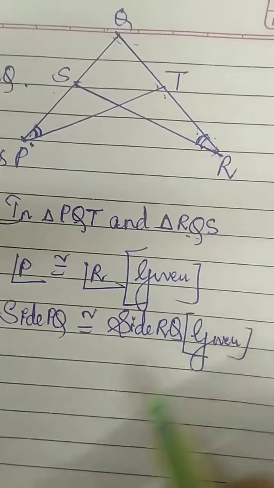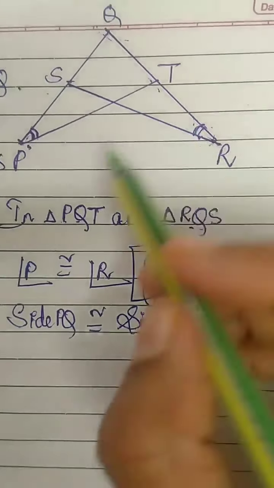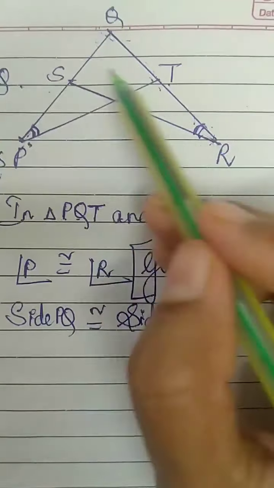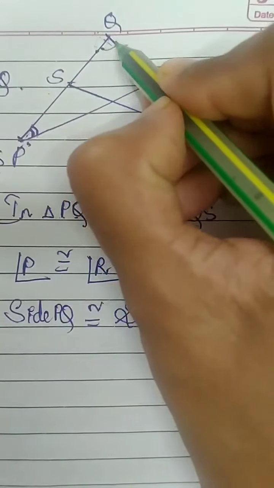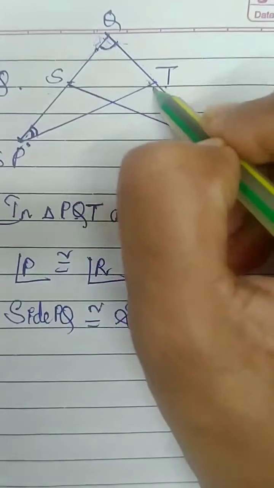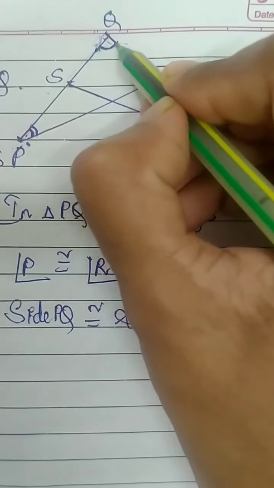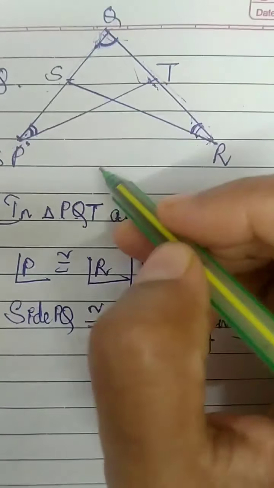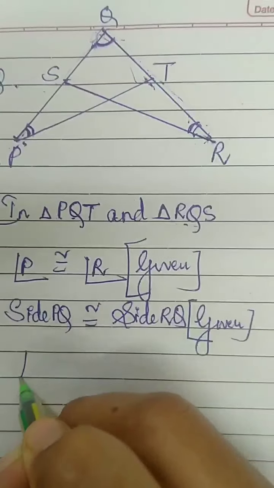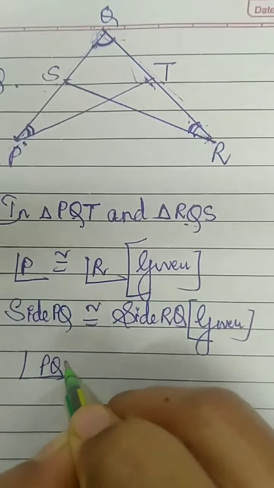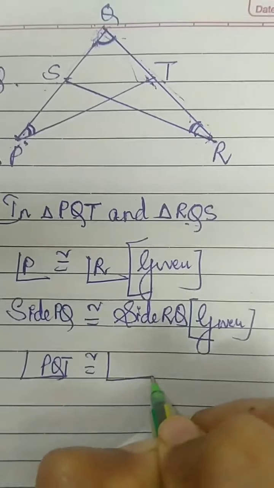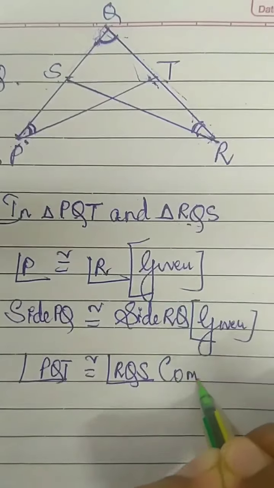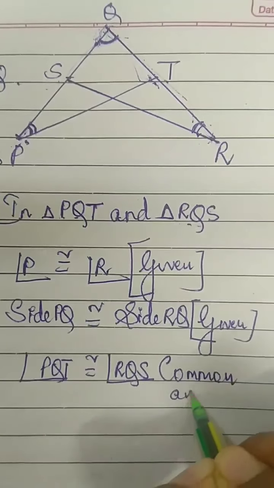Now we need one more thing to prove the triangles congruent. As you can see, in triangle PQT and RQS, this angle is common. In PQT also you have angle PQT, this part. In RQS also you have angle Q common. Okay, so we will write angle PQT congruent to angle RQS. Reason, common angle.